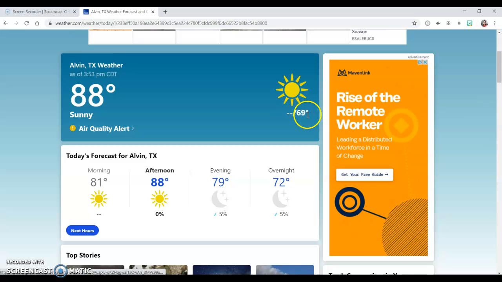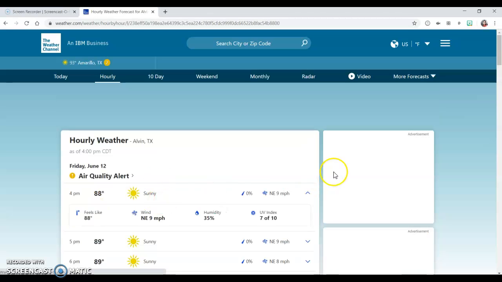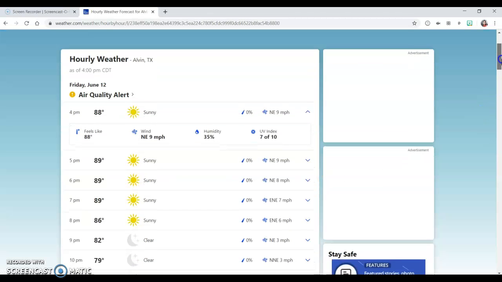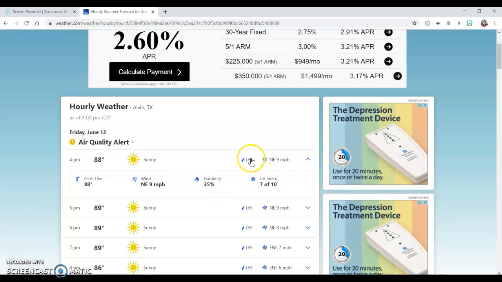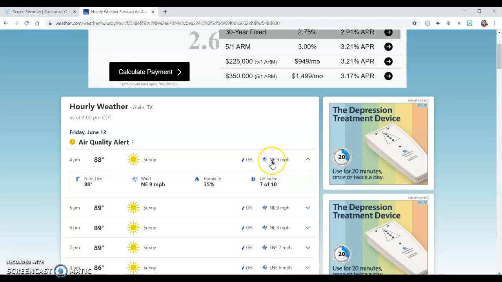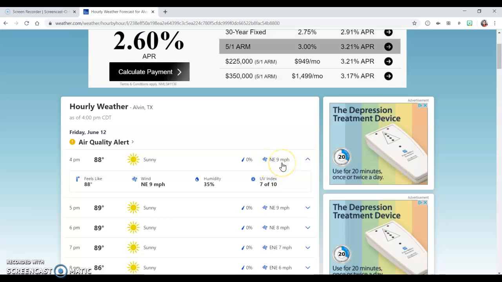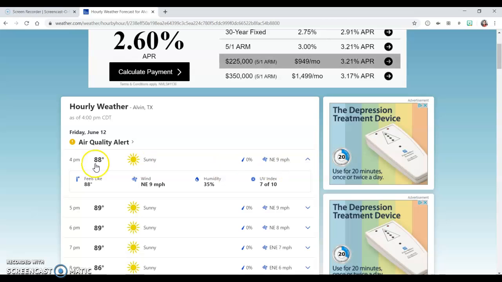And the lowest temperature for today will be 69 degrees Fahrenheit. And it's sunny. That's your weather condition. If I want to know more, I can click on the highlighted one, and here you go, you can know more. We have 0% chance of precipitation. The wind is from the northeast at 9 miles per hour.